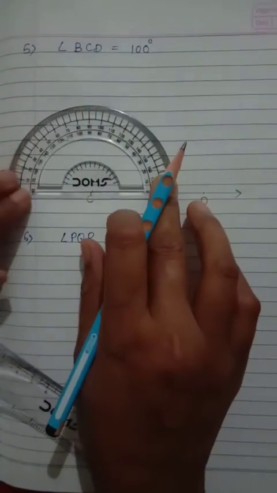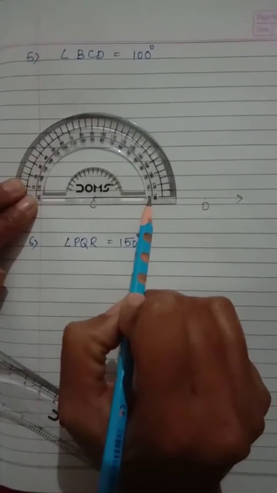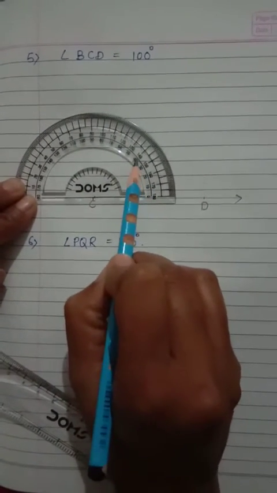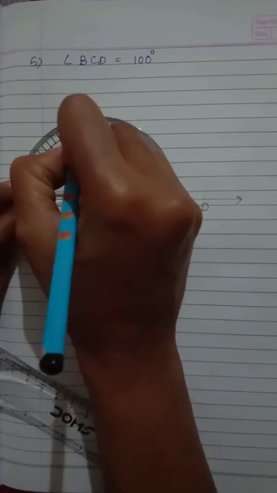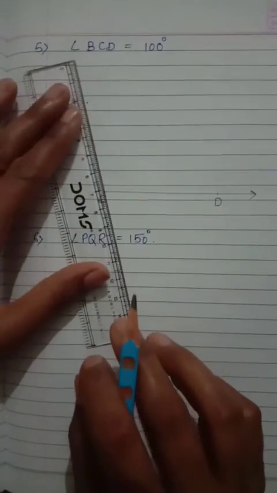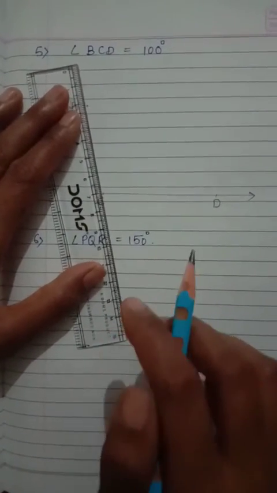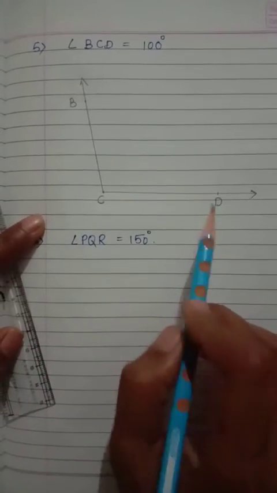Again I am going to use inner scale to measure the angle 100 degree. So this is 0 degree, this is 10, 20, 30, 40 and so on. If we move on the left hand side, here we get 100 degree. So here I am going to mark the point with the dot. Then we remove the protractor, name this point as B. And then by using a ruler, we join this point B with the C. So this is the angle BCD which is of 100 degree.